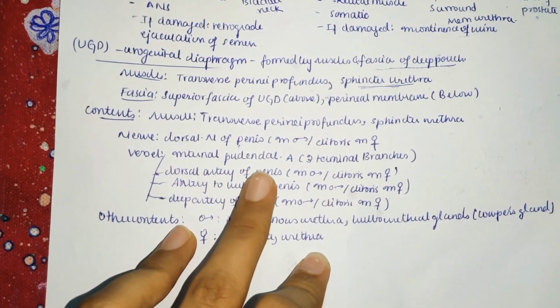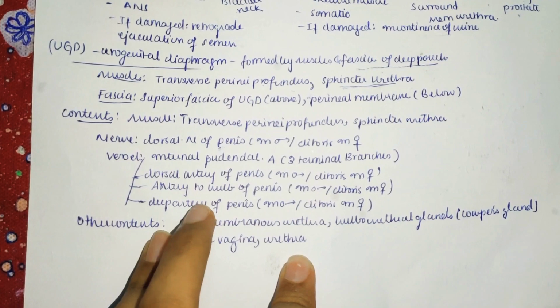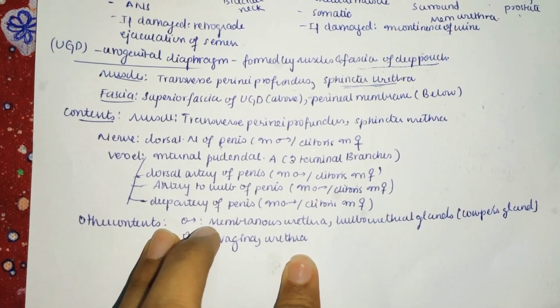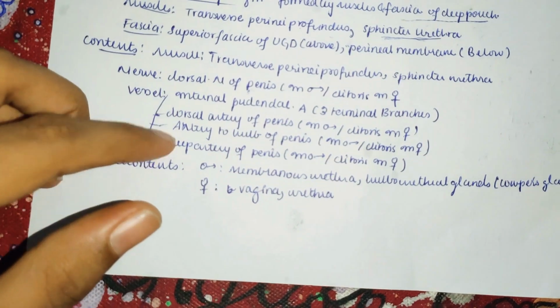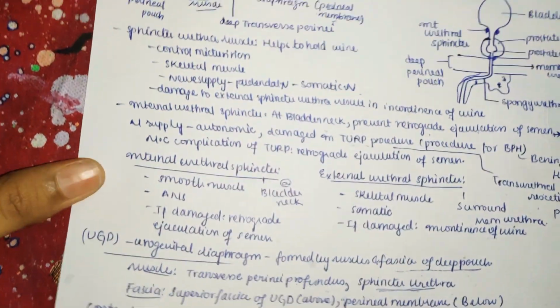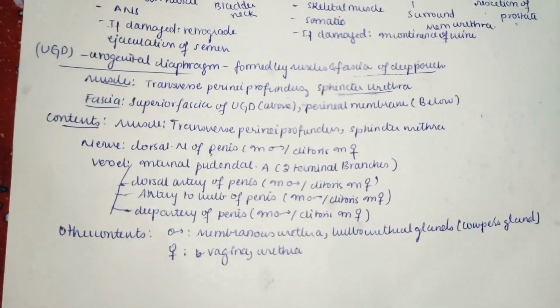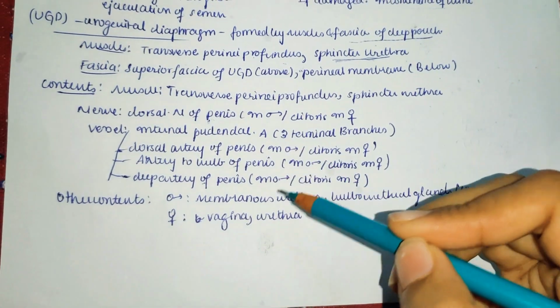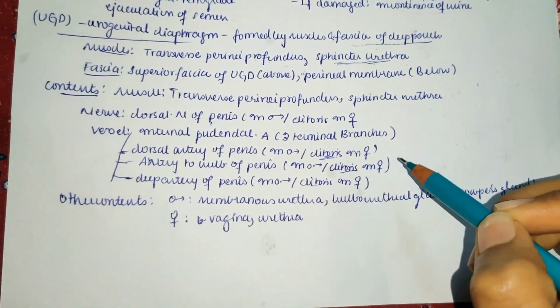The internal pudendal artery has three terminal branches: the dorsal artery of the penis, the artery to the bulb of the penis, and the deep artery of the penis. In the names themselves you can see dorsal, deep, artery to bulb. So remember like this: for the bulb, for the dorsal, for the deep, all are in the deep space. In female they just change the name to clitoris, that's it.